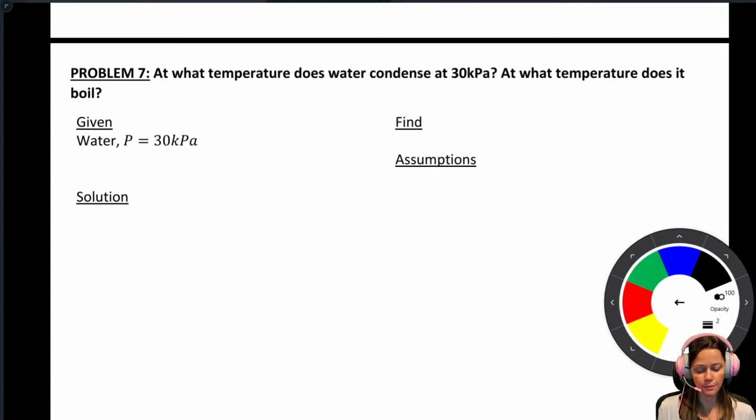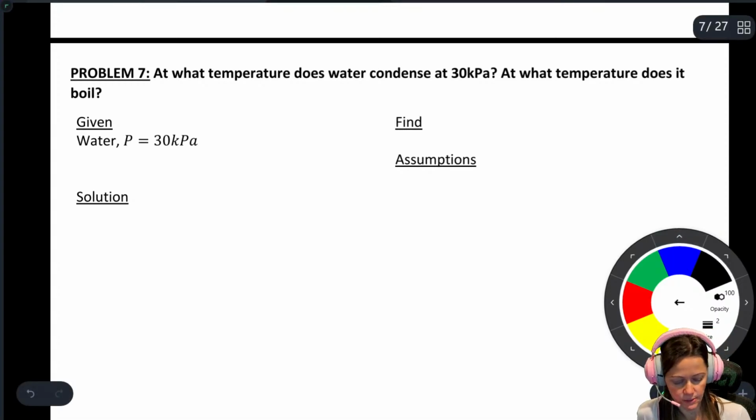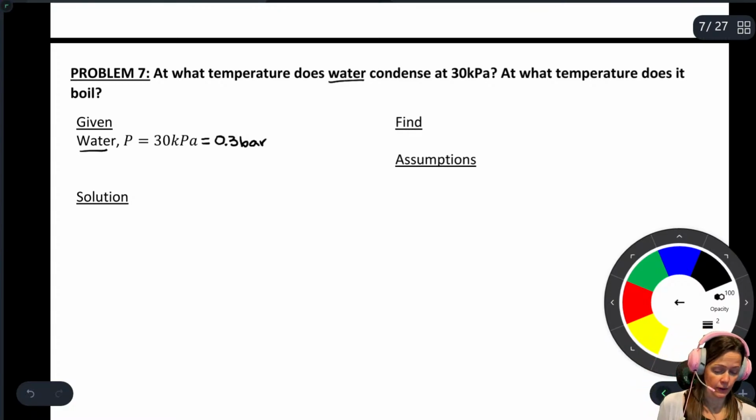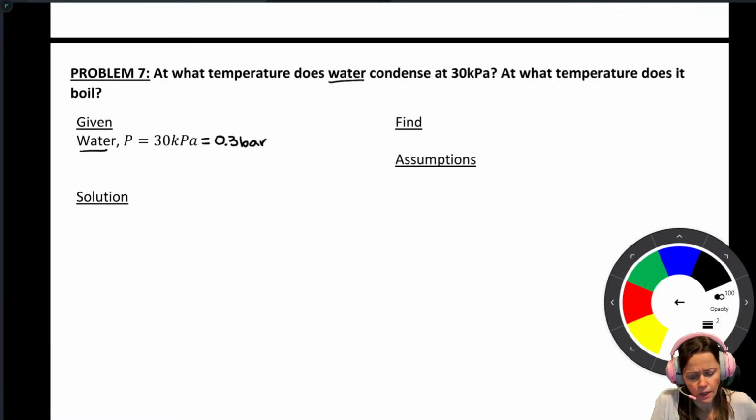All right, so problem 7, we want to know at what temperature does water condense at 30 kilopascals, and at what temperature does it boil? So you've got the pressure is 30 kilopascals. I'm going to go ahead and put that in bar because we just saw that those tables are for water. Right, for water, it's in bar. So, at what temperature does it condense and what temperature does it boil?